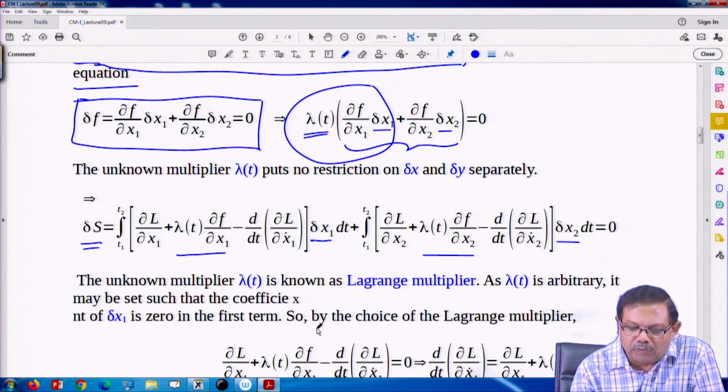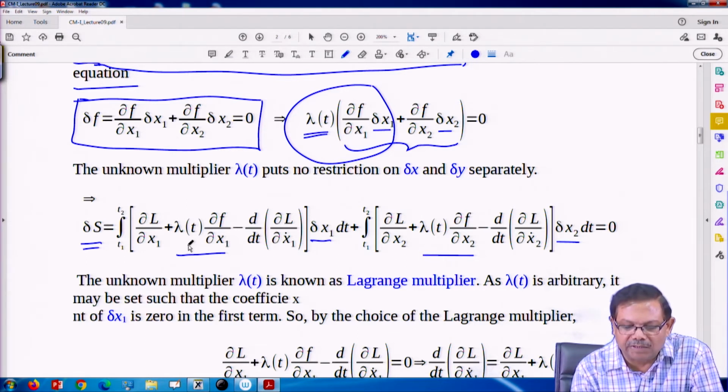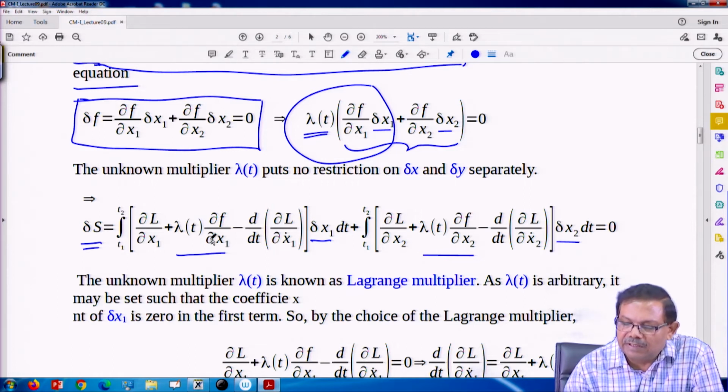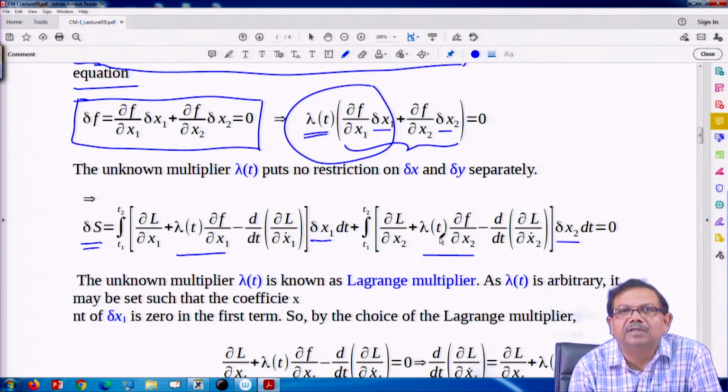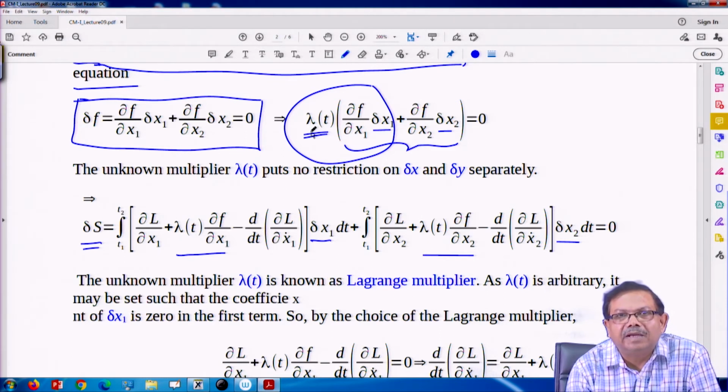So, first one is multiplied with delta x 1 and second one is with delta x 2. I have put them in two parts according to my convenience. One has become the coefficients of delta x 1 and another one has come as coefficients of delta x 2. Since their sum is 0, addition of that in this equation does not make any difference. So, the unknown multiplier lambda is known as the Lagrange multiplier.